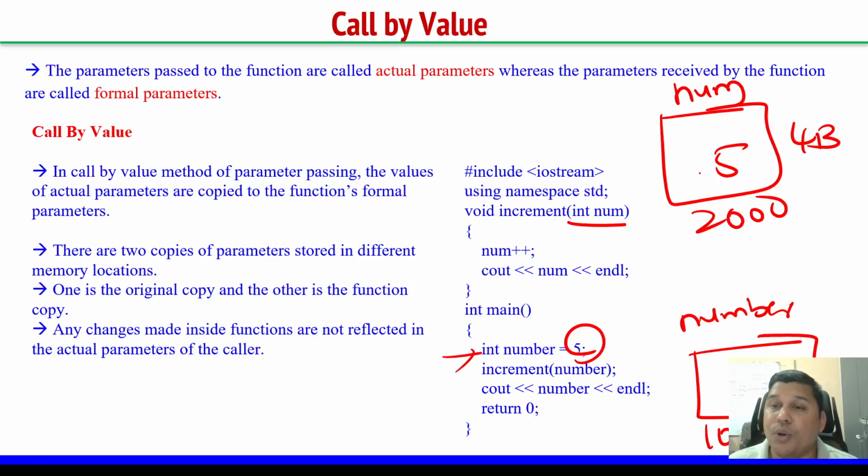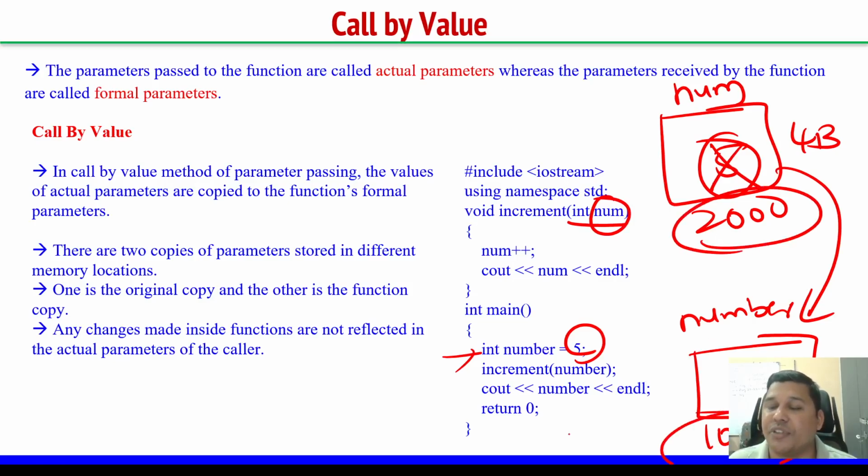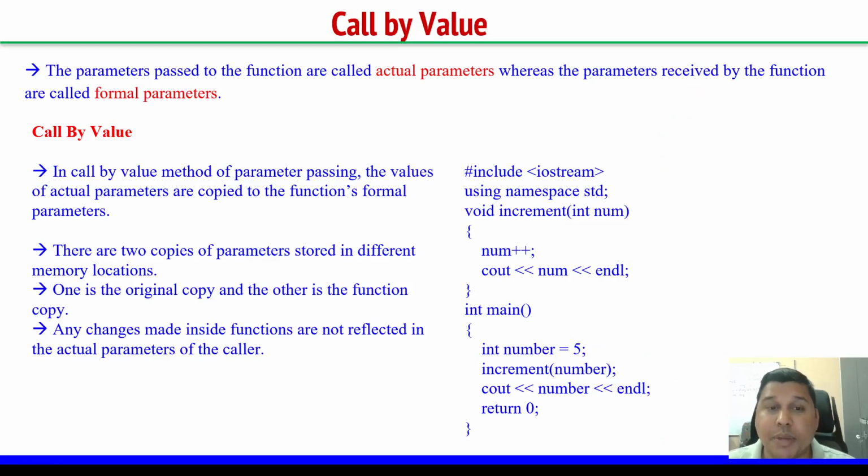Okay. Now, any change you make in this num, any change you make to this value 5, does not reflect in this number, because this address is different. So, they are not pointing to the same location. That is one thing. And the other point is that unnecessarily we are creating extra memory, which can be resolved using call by address.